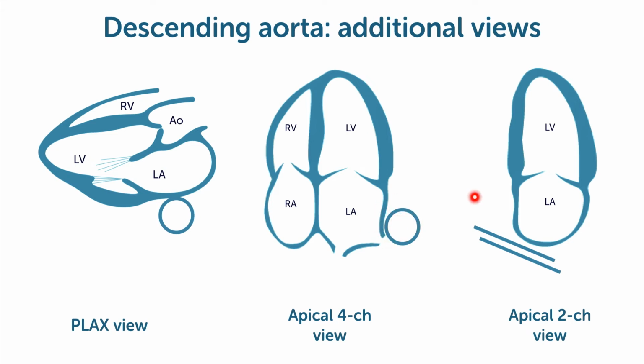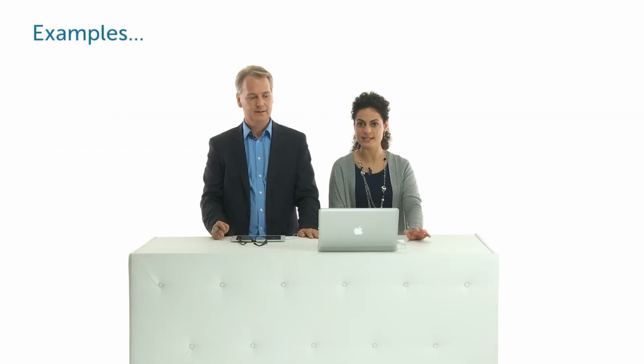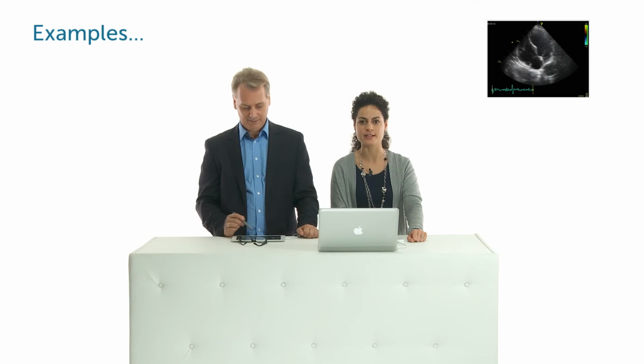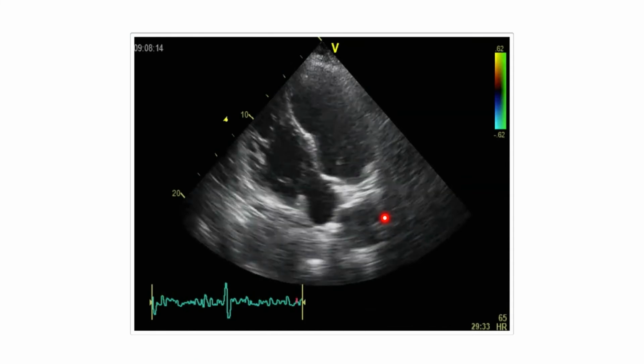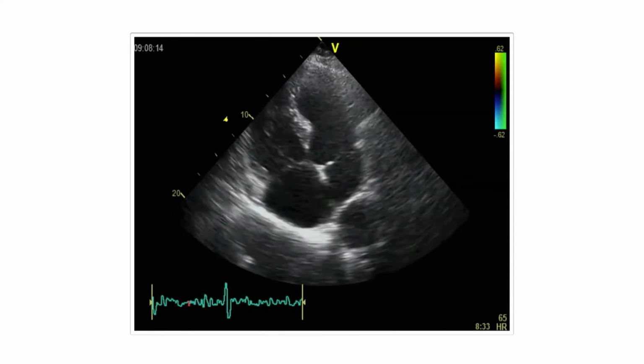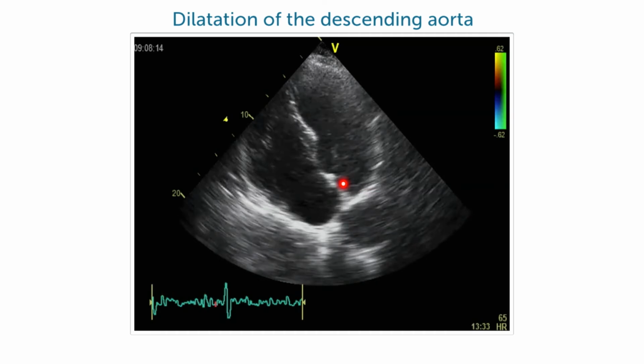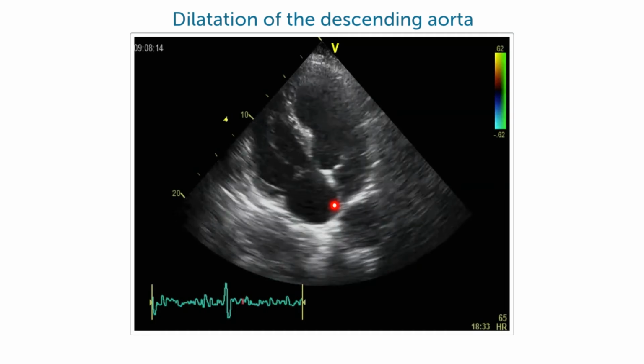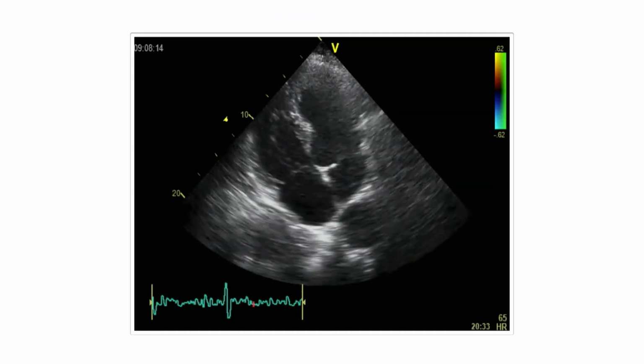And then the descending aorta here in a 2-chamber view. And are you ready for some examples? Here, for instance, can you detect the structure which is abnormal? We said in the 4-chamber view we can detect the descending aorta, and here it is clearly dilated. It's actually even compressing the left atrium a little bit because there seems to be some degree of kinking.